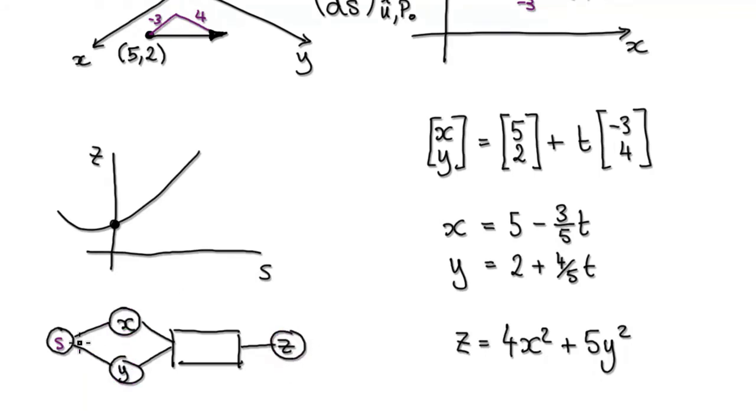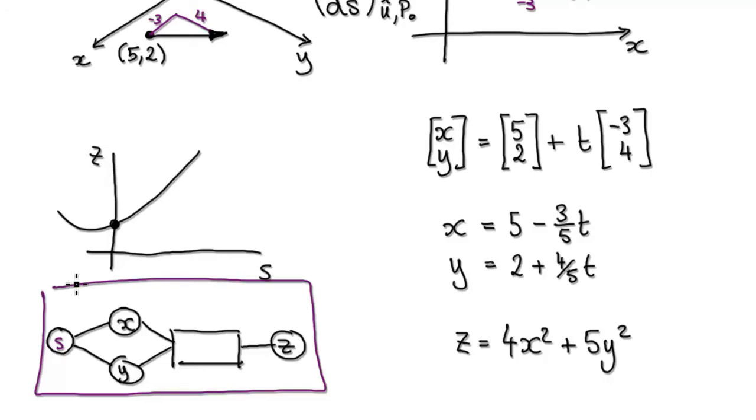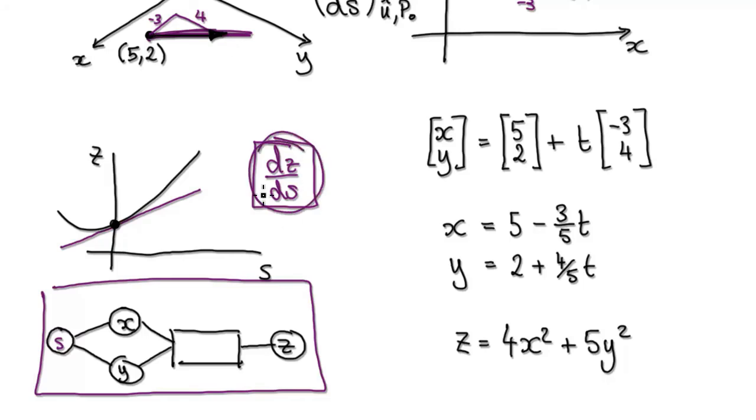So this is our function diagram. From that we can work out dz by ds, which was what we wanted to work out right from the start. The directional derivative, meaning the derivative in our intended direction. So this is what we're trying to work out.